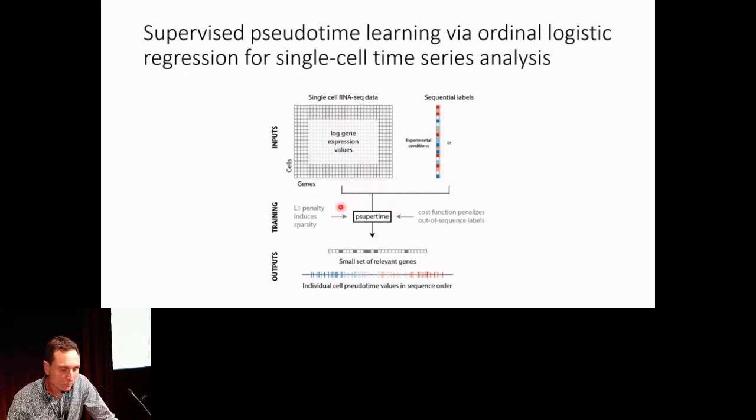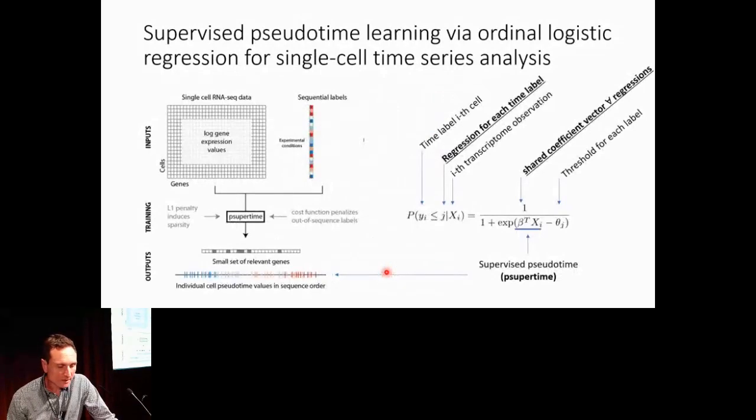And then by virtue of an ordinal logistic regression model, we go ahead and identify genes whose expression levels are associated with the evolution of time, and that also come up with a pseudotime ordering as a second result. And so how does this work in more detail?